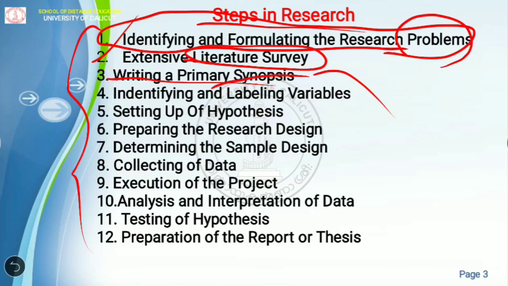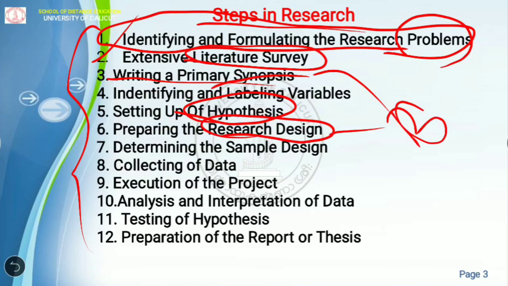Then the fourth step is identifying and labeling the variables. Variables means that which varies. We will discuss the term later. Then setting up of hypothesis. We will discuss the meaning and types of hypothesis later. Then preparing the research design. Research design means a blueprint of research. Blueprint of research is called research design. So a design or structure of our research will be prepared.